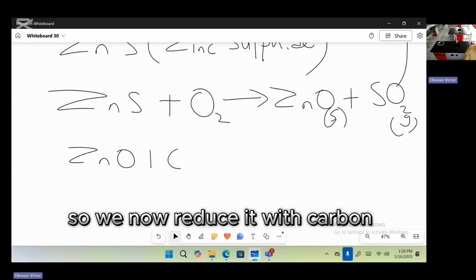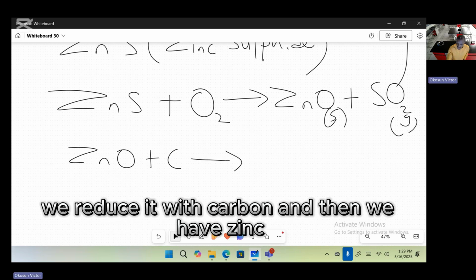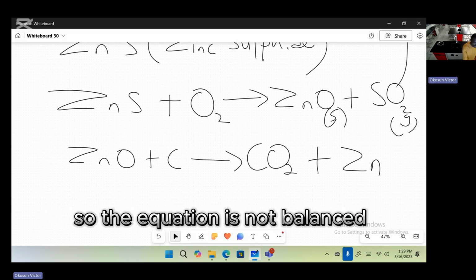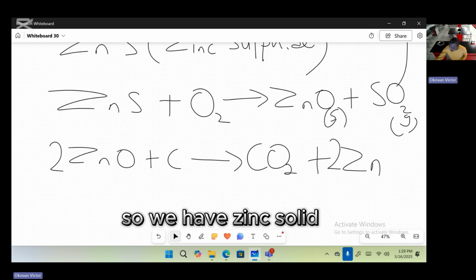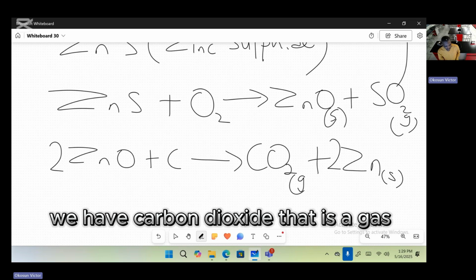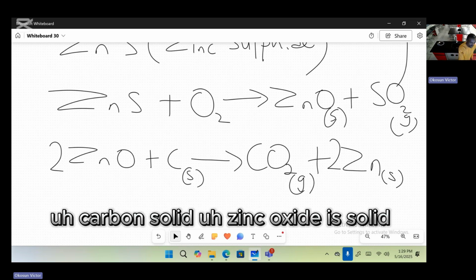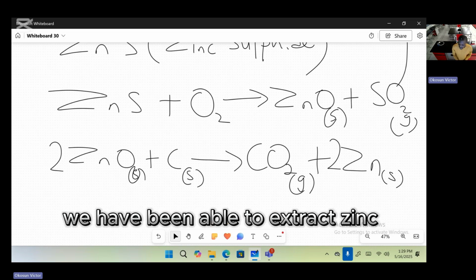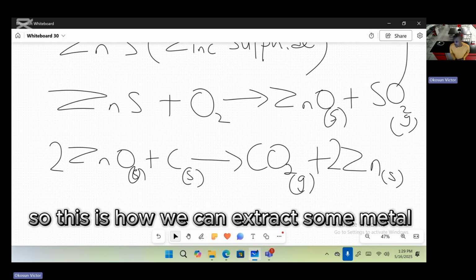So we now reduce it with carbon. We reduce it with carbon, and then we have zinc and we have carbon dioxide. The equation is not balanced, so let's balance it. Now the equation is balanced. So we have zinc solid, carbon dioxide which is a gas, carbon solid, zinc oxide solid. So with this, we have been able to extract zinc. This is how we can extract some metals.